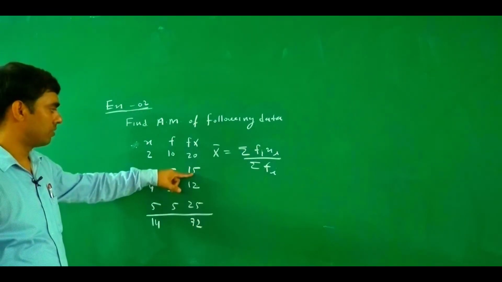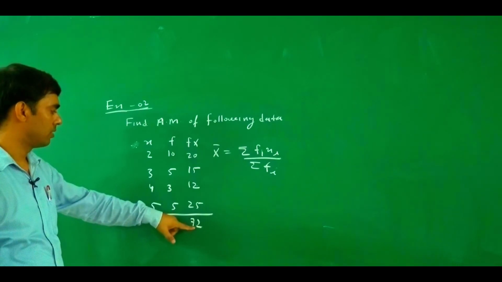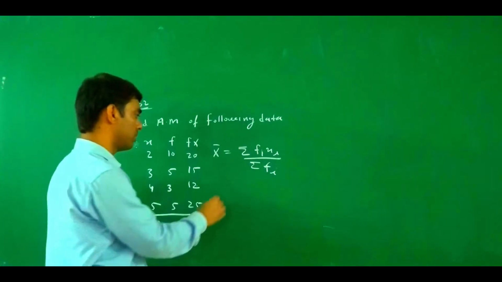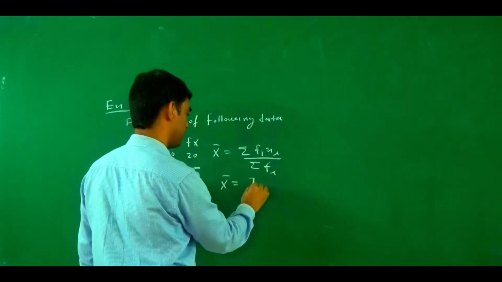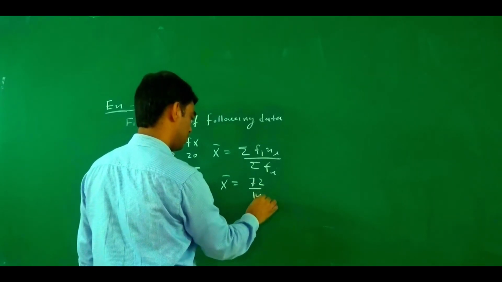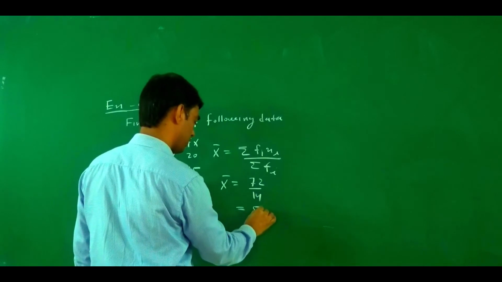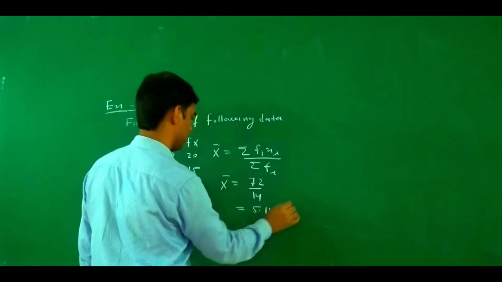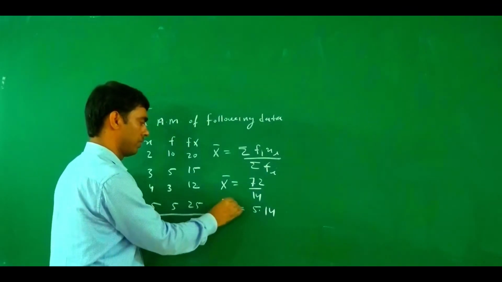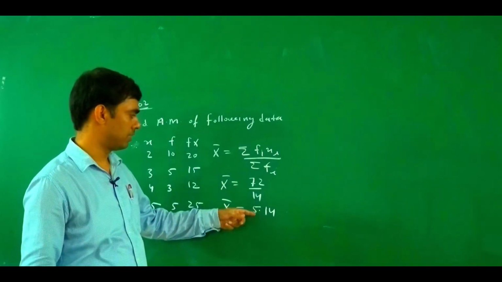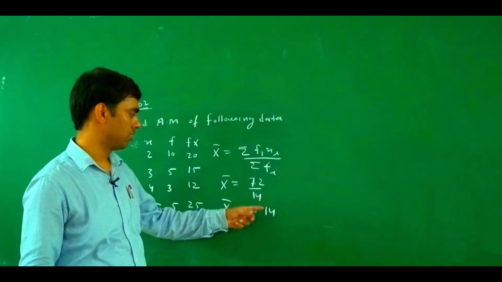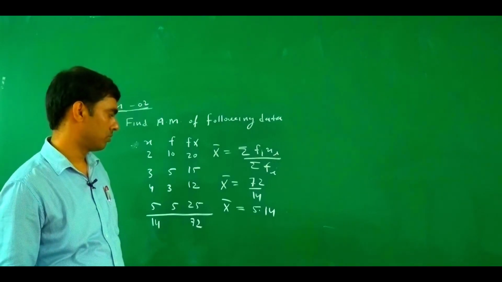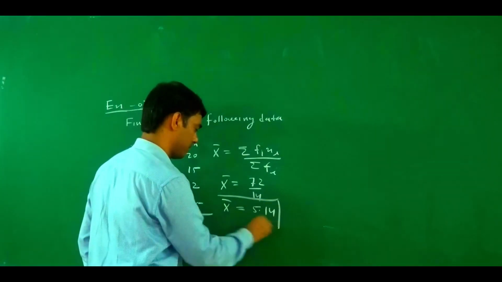So once again we verify 5 to 7 plus 5, 12, 2, 3, 4, 5 to 7. So what is the value of x bar? X bar equals 72 by 14. This equals 5.14. This one is the value of x bar.